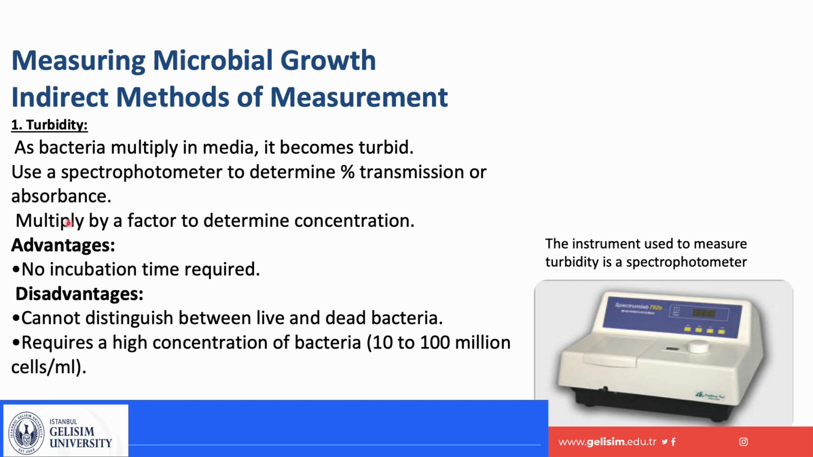Now, the turbidity method has several advantages, including its ability to provide rapid results without the need for incubation time. Now, with that said, it also has several disadvantages, including its inability to distinguish between live and dead bacteria, as well as the requirement for a high concentration of bacteria, which is typically about 10 to 100 million cells per ml, in order to achieve accurate results.